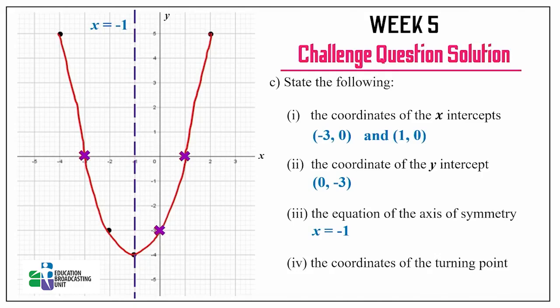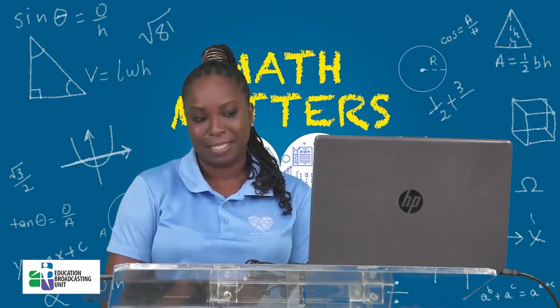And finally, the coordinates of the turning point. And I think that's clear to see from the diagram where the turning point is. And that's down here, the lowest point here. Okay? And this point is -1, -4. Now that wasn't so bad, was it?